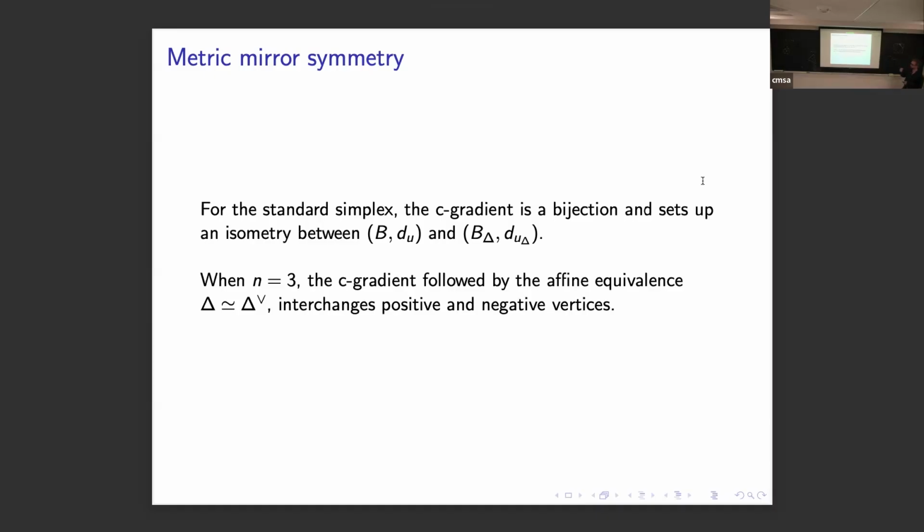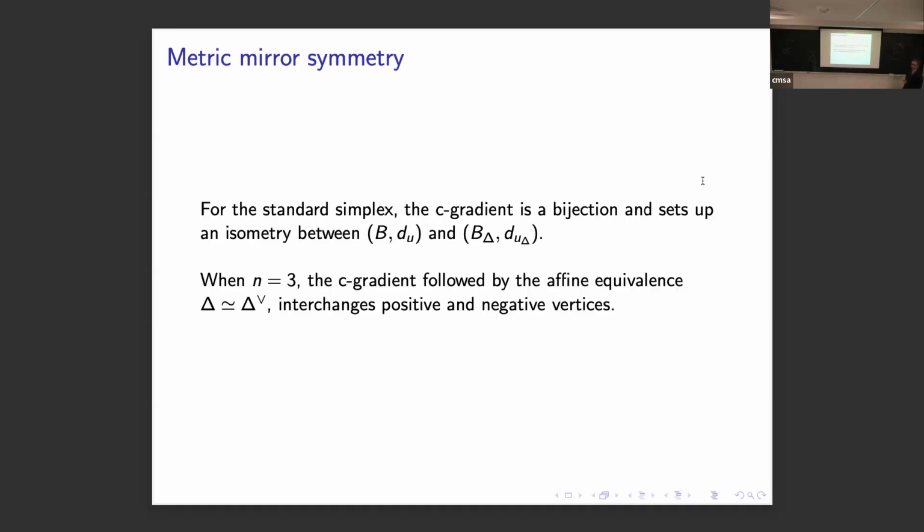And in this optimal transport setup, you get a map between these. So it's really given by this sort of c-gradient, where c is the cost. So we prove some regularity of that, also sort of over the singularity. So it's a bijection, and it sets up an isometry on this regular locus, and this is sort of expected.